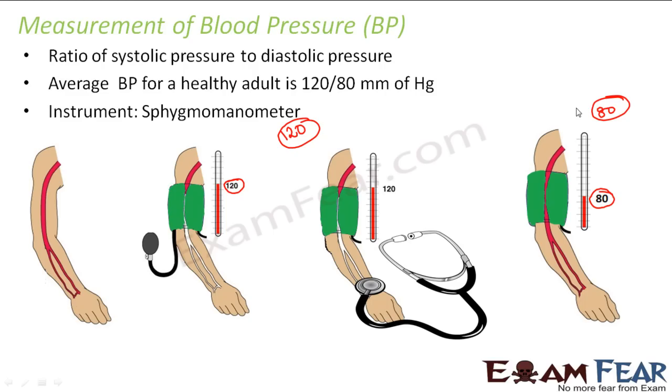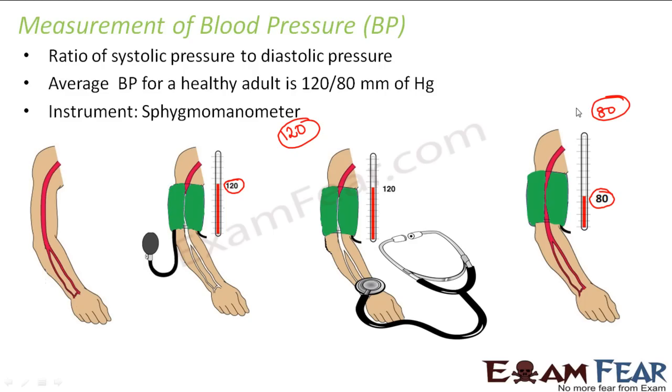So the word blood pressure, what does it mean? It means the pressure exerted by the blood on the walls of the blood vessels. So that is known as blood pressure. It is the literal meaning of the term: pressure exerted by blood on the walls of the blood vessels. And this is how we measure blood pressure.